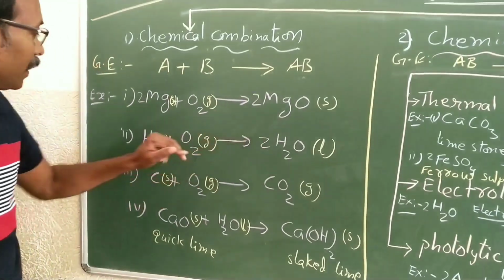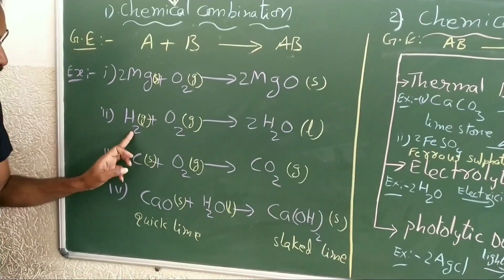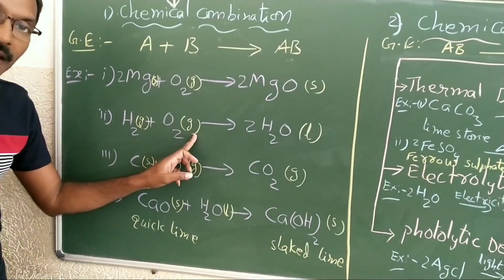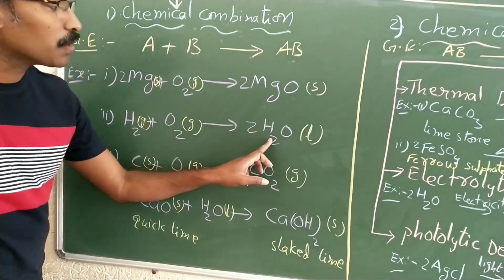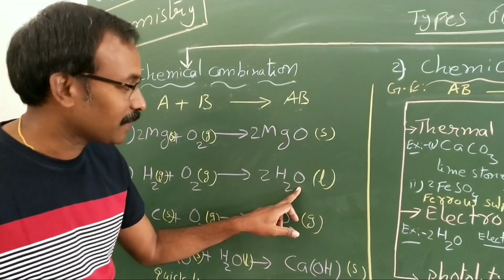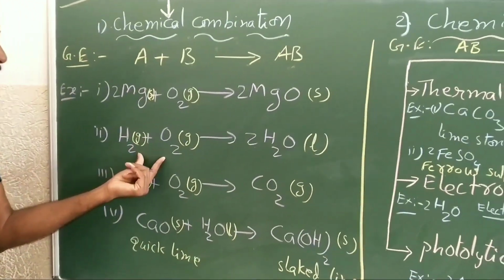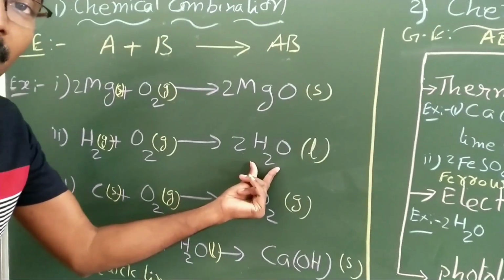This is one example, and here is one more example. Hydrogen in the gaseous form combines with oxygen in the gaseous form and gives out hydrogen oxide, which is generally known as water. It is in the liquid state. So here 2 simpler elements combine to give you one compound.